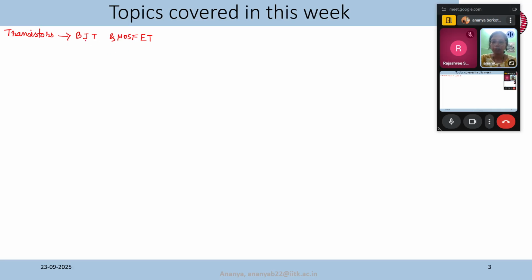BJTs are of two types, either NPN or PNP, and similarly MOSFETs are of two types, NMOS or PMOS. As we discussed in MOS capacitor, NMOS has a p-type silicon substrate and PMOS has an n-type silicon substrate. Why is it still called NMOS? Because the channel, the inversion layer that is formed, consists of electrons. That is why this is known as NMOS and this is PMOS.